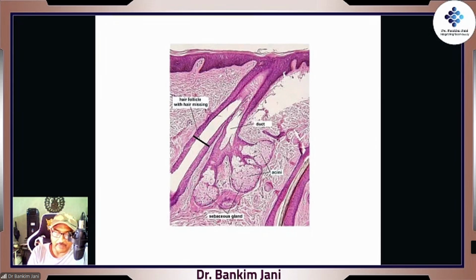So that is a hair follicle. In this one there is no hair; otherwise, with the base, it will look like hair. But here the hair has been removed. So this is the duct. And when this duct is obstructed, obviously the collection will continue, and that will lead to accumulation.